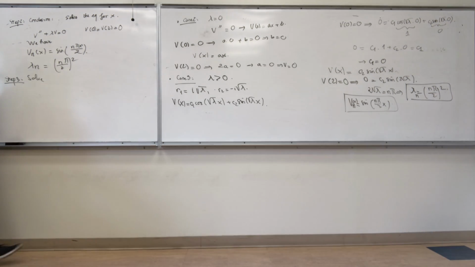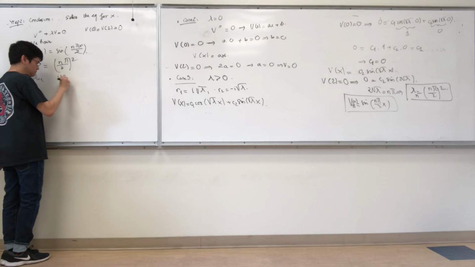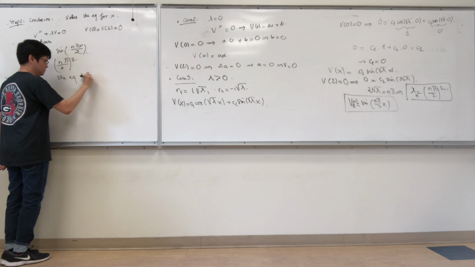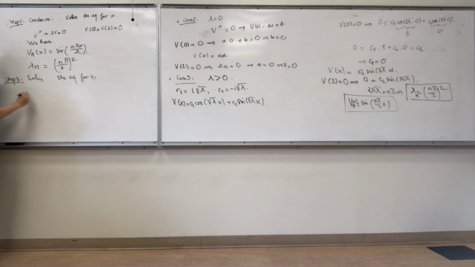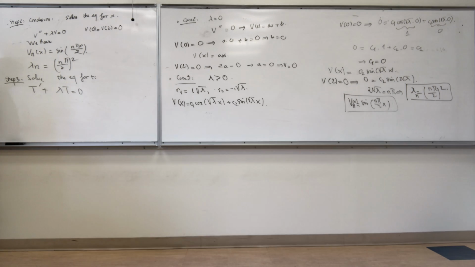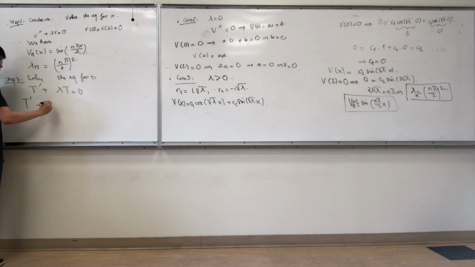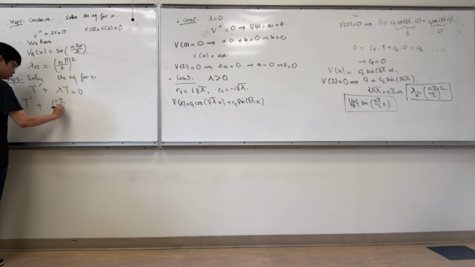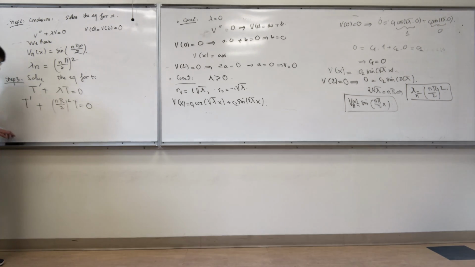Right, so step number 2 is to solve the equation for x. Now you have to solve the equation for t, right? Solve the equation for t. Right, so you have Tn, t plus lambda, t prime plus lambda t is 0. This is the equation for t, right? So now I'm going to plug this into the equation. I have t prime plus n pi over 2 squared t is 0.